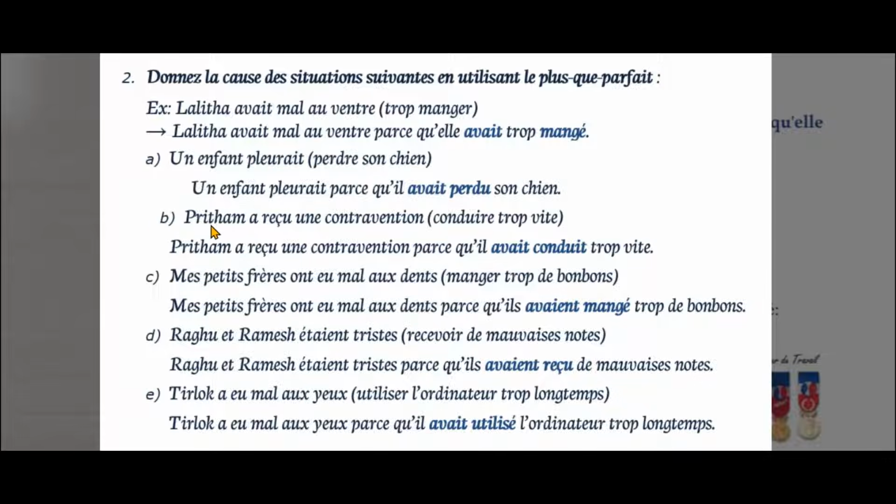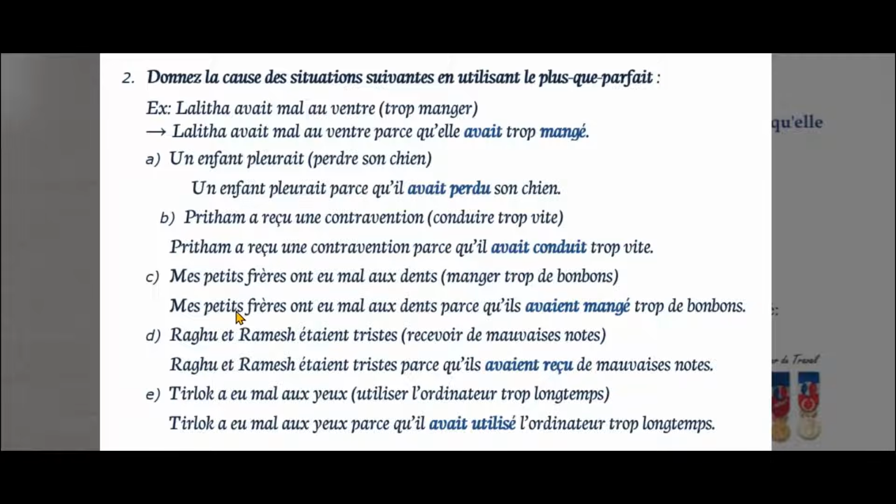The second one, Pritham has received a ticket because he had driven too fast, right? So again, you're making use of the expression of cause parce qu' with the apostrophe followed by il because Pritham is masculine, and again avoir in the imparfait form here avait and followed by the irregular past participle of this verb conduire, to drive. So please memorize the past participle for this one, which is conduit, conduit.